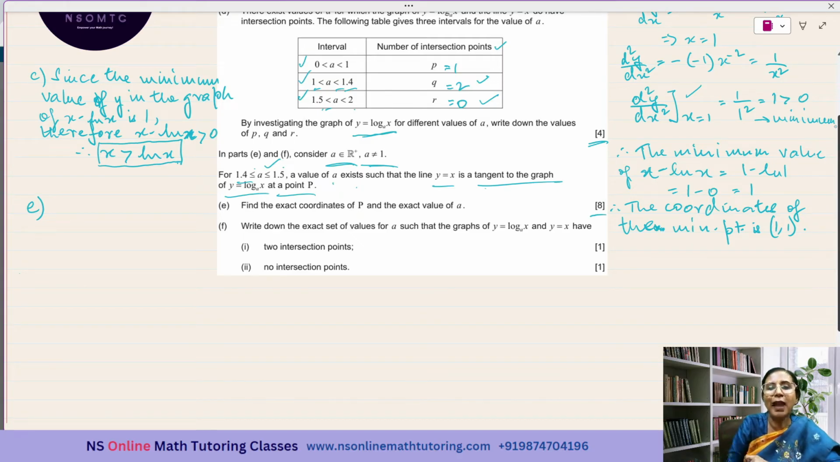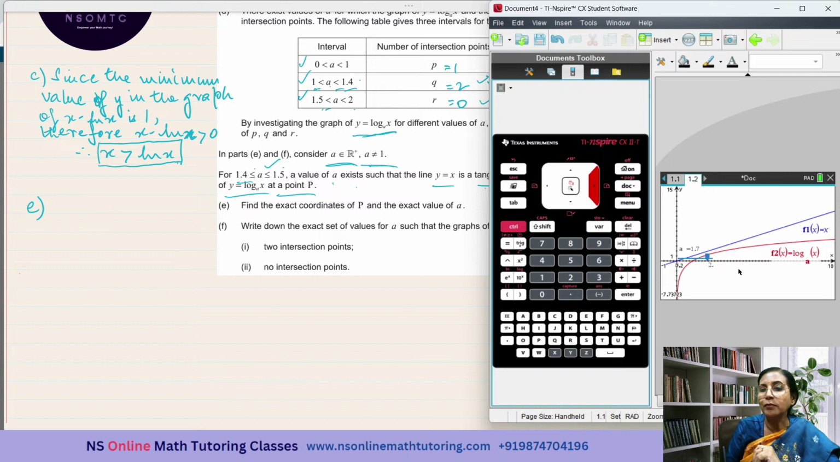So it has to be, because when E is greater than 1 but less than 1.4, we are seeing two intersection points. And when E is greater than 1.5 and less than 2, they don't have any intersection point. And I can go over here, you see, I can bring up.